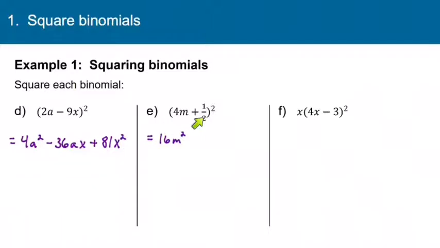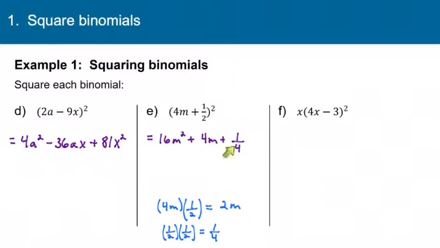So since it involves a fraction, I'm going to write it down here. So we'd do 4m times 1/2. Notice that 4 divided by 2 is 2. So when I multiply these two together, I get 2m. And we know that the middle term is going to be this times 2. So that middle term will be 4m. And then for last times last, we'll have to do 1/2 times itself. And that would give us 1/4. So our last term is 1/4, and we end up here with 16m squared plus 4m plus 1/4.